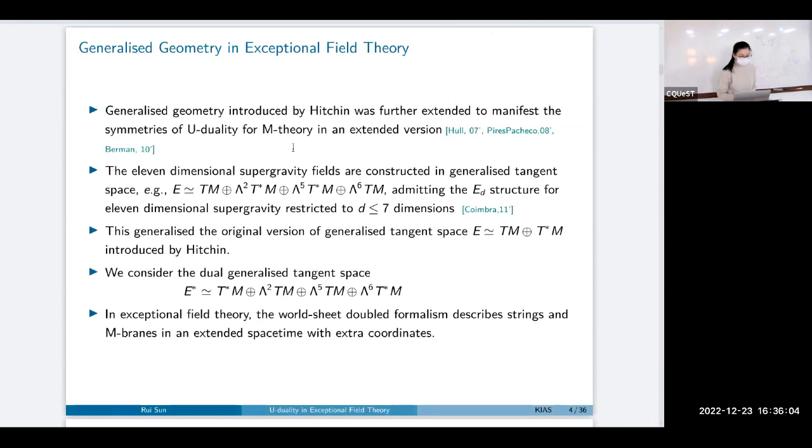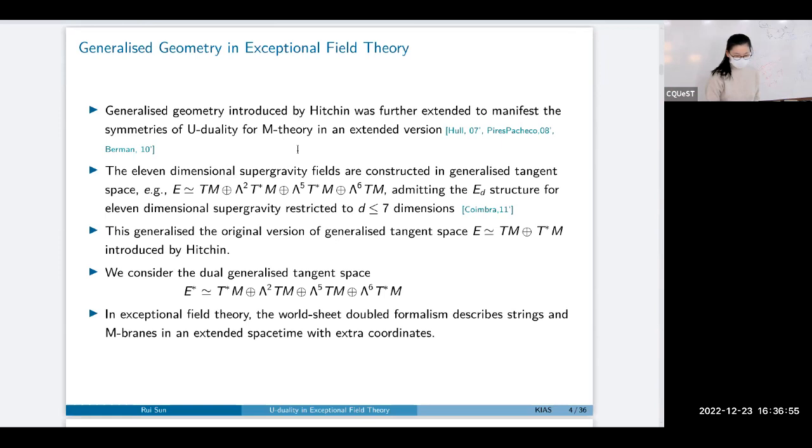So let's review the generalized geometry in exceptional field theory. The generalized geometry was firstly introduced by Hitchin with just the tangent bundle direct sum the cotangent bundle, without this Lambda 2 here. This is enough for double field theory, because you have the same dimension of supergravity and the dual supergravity, so they live in the tangent bundle and the cotangent bundle separately. When you direct sum them, it's the so-called generalized bundle, which corresponds to the double field theory.